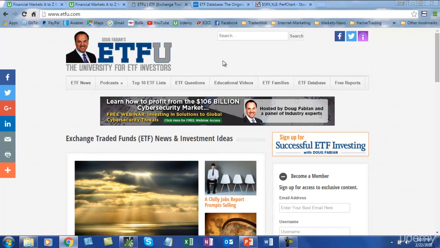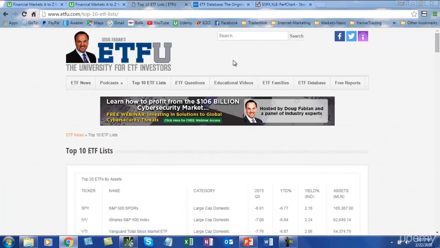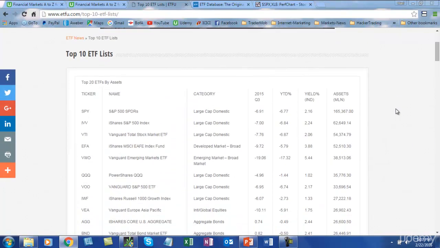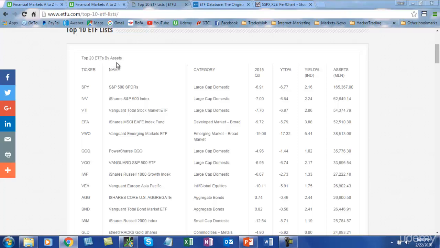So let's first take a look at the kind of ETFs we have. On ETFU, they have a top 10 ETF list. If you look at the top 20 ETFs by assets, the biggest one of them all is SPDR. So this is the S&P that we just spoke of in the previous lecture. Its assets in millions is 165,000. Basically, $165 billion is invested into the SPDR ETF.